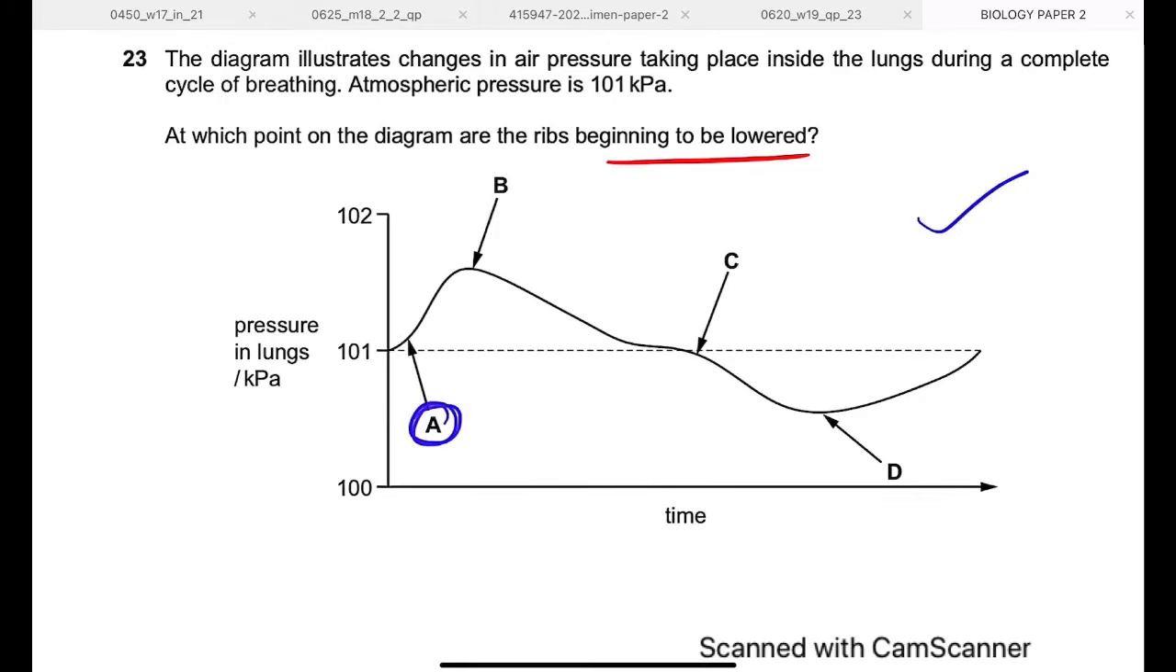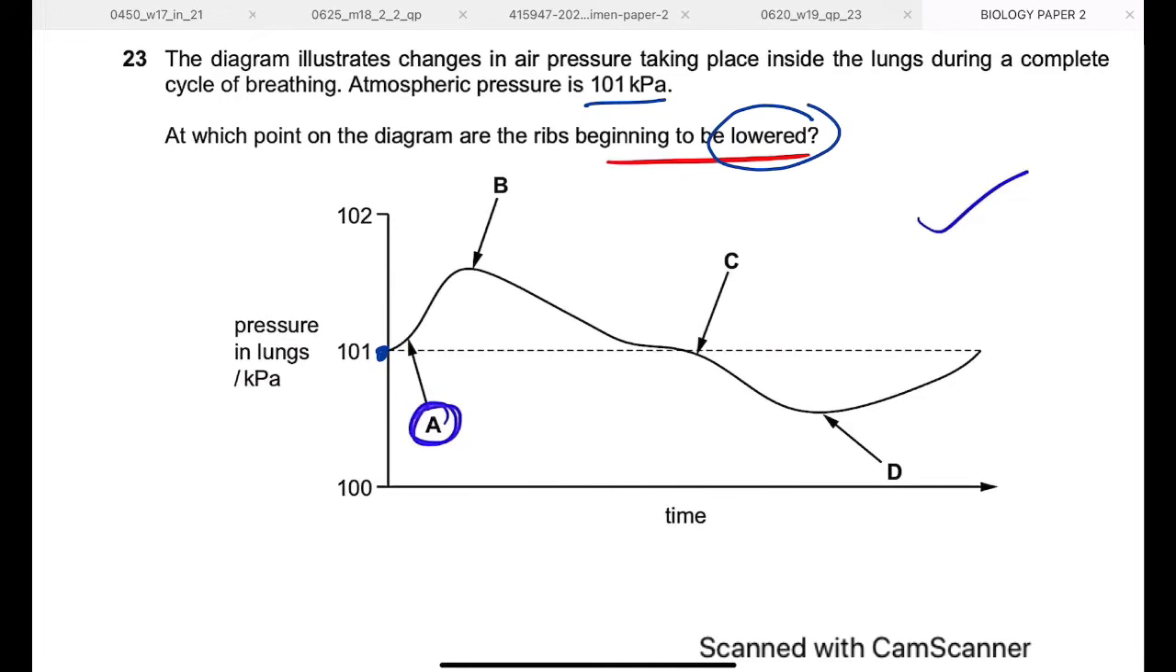Alright, so let's start off with the first question. The diagram illustrates changes in air pressure taking place inside the lungs during a complete cycle of breathing. Atmospheric pressure is 101, so this is the normal. At which point in the diagram are the ribs beginning to be lowered?